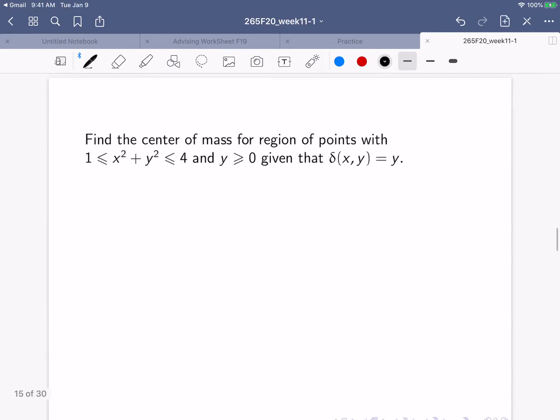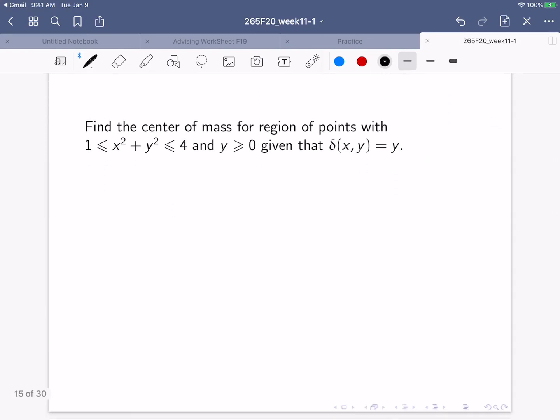Okay, so let's find the center of mass for the region of points with 1 less than or equal to x squared plus y squared less than or equal to 4, and y greater than or equal to 0, given a density function where the density at (x, y) is y. Okay, so in other words, where you're at in terms of x has no bearing on how dense that particle is.